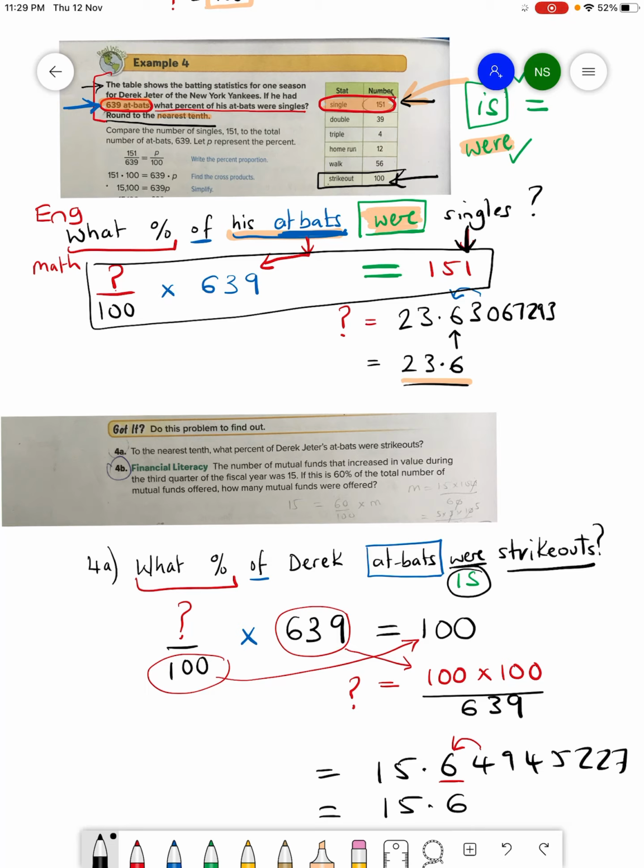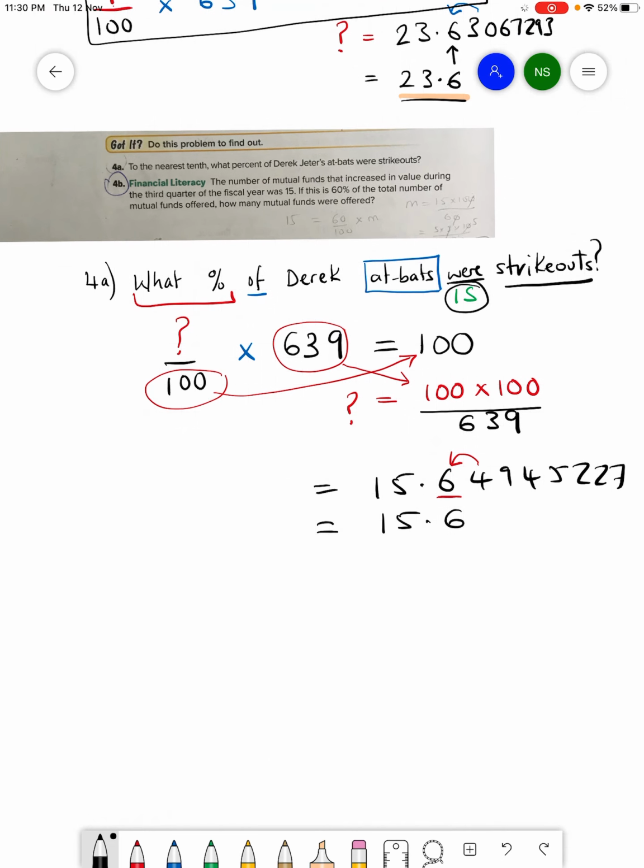Pause the video. Make sure you can do this question. If you were stuck on it and I've explained it to you, go back and have a go yourself. Now let's have a look at 4B. Pause the video. You must try yourself. Even if you think it's different or confused, just pick out the English. Change it to maths. It's the same technique every time.